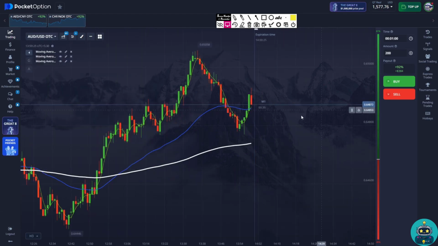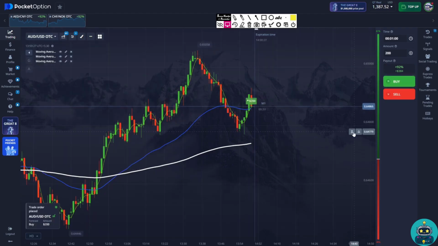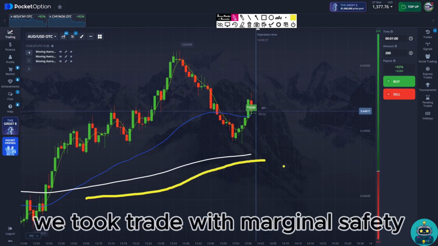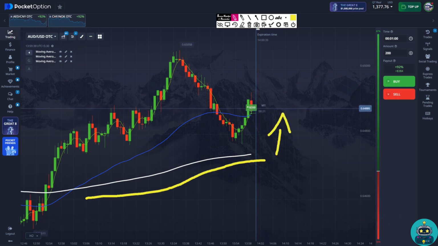Here, you can see, I have taken a trade for the up direction, of $200 one more time. I took this trade because this is a perfect trade, because we took a trade with the marginal safety. Here you can see that the market is above the white line, which means the market is in an uptrend. So we followed the trend, we took a trade for the up direction.